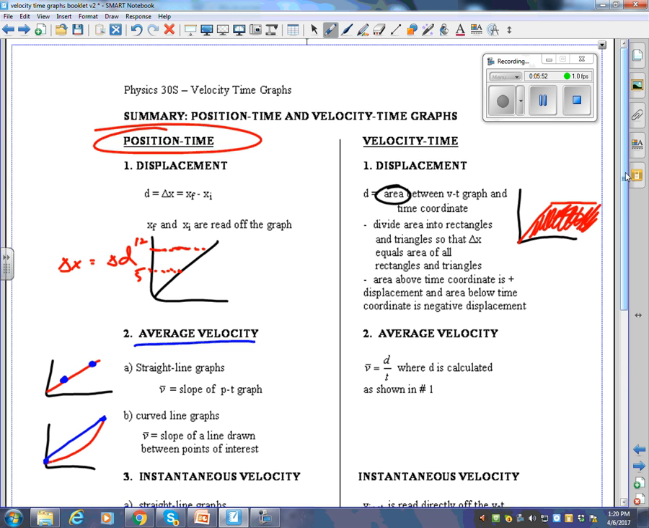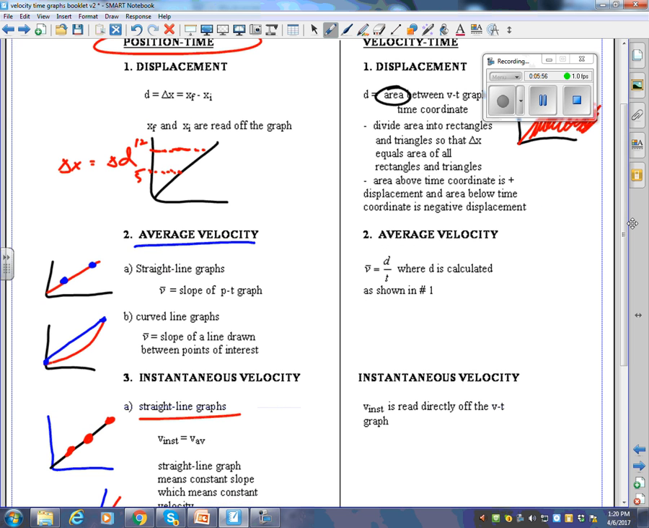Excellent. Average velocity. If you are looking at a velocity time graph and you need to find the average velocity, how do you do it? You use this formula, v bar equals d over t, where d is calculated as shown in number 1, which means the area divided by the time. Area divided by the time. That's what we did yesterday. Remember, we took all the different areas, we added them together, and we divided by the time.